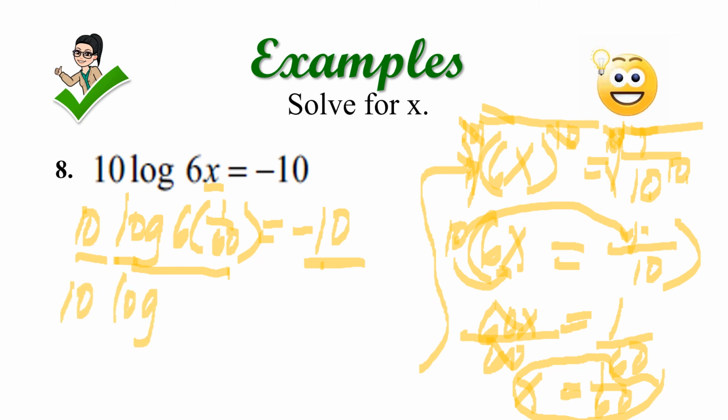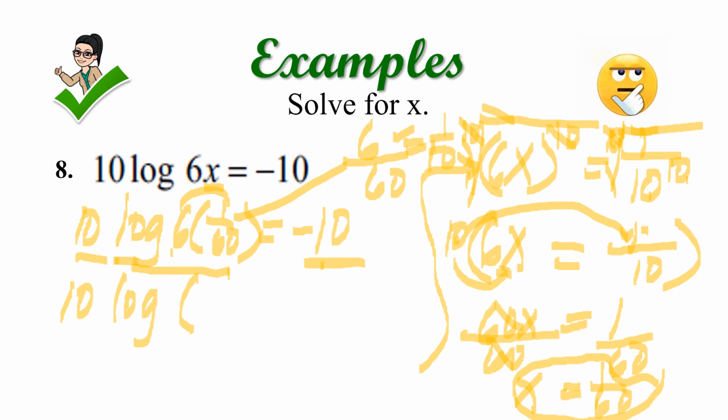10 logarithm of 6 times 1 over 60 is 1/10, right? So 6 times 1 over 60, take note, 6 over 60, because 6 times 1 is 6, and simply copy 60 below. Reduce it to lowest terms, it's 1 over 10. So this part is 1 over 10, then equals negative 10. Now, you can press your calculator, logarithm of 1 over 10, and then multiply by 10. And you will get negative 10.